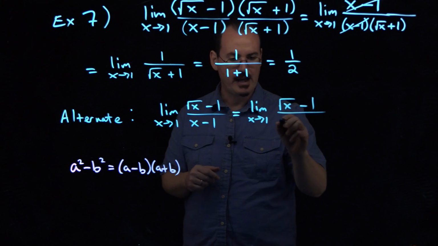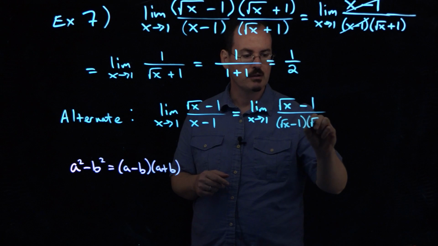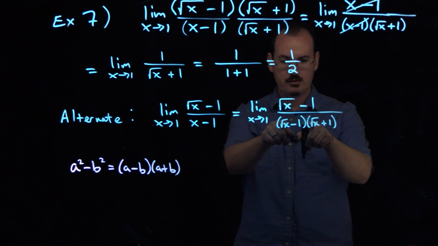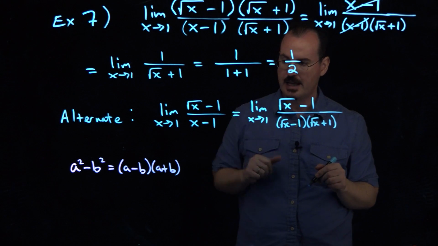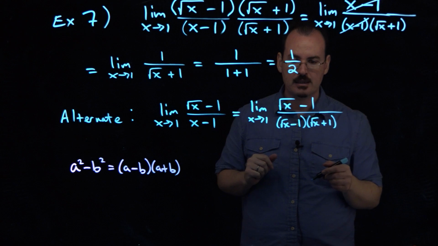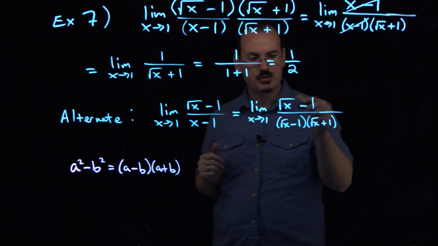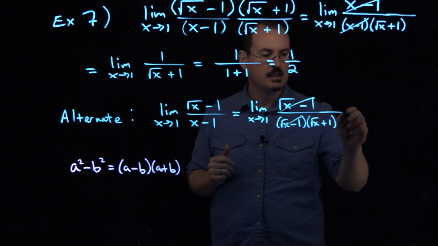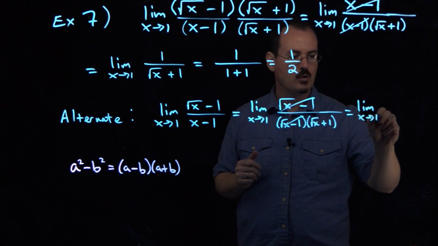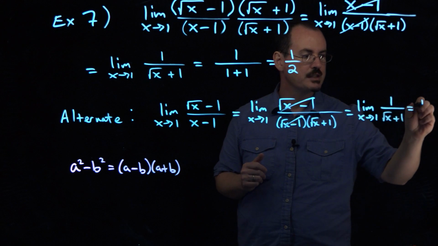So this denominator factors to be the square root of x minus 1 times the square root of x plus 1. And if you want to verify that, just go ahead and do FOIL on this, and you'll see that you will in fact get x minus 1. So this is viewing this as the difference of squares. And then, of course, the same thing happens. This then cancels with this, and so we're just left with 1 over root x plus 1. And, of course, we just get the same answer.